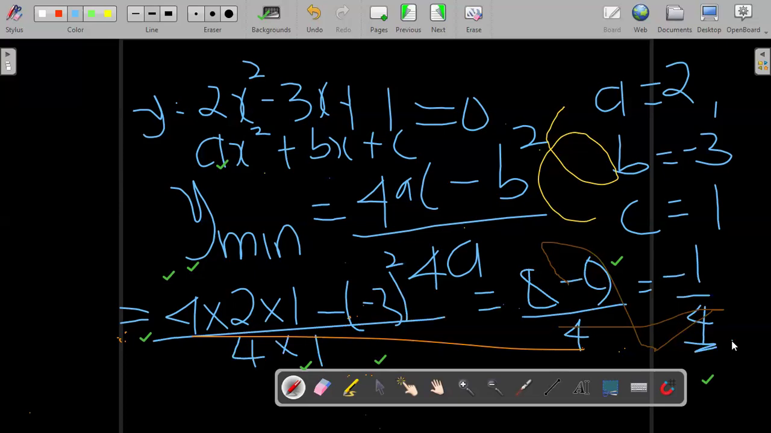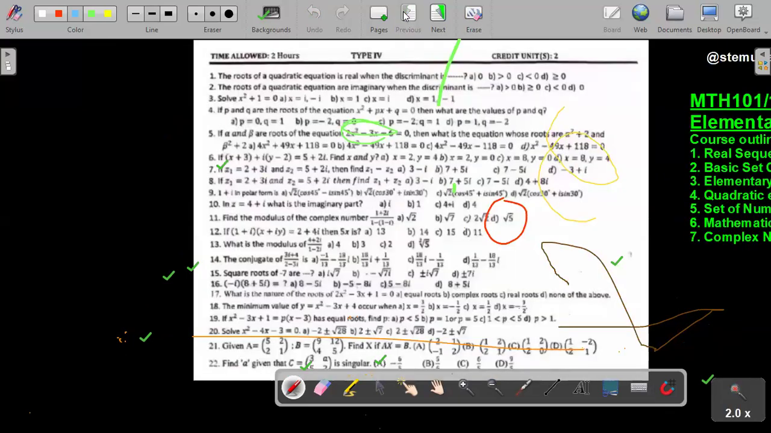Let's check our options. I have minus 1 over 4. Where is it? I can't see it. Oh, I wrote the wrong equation. I'm supposed to write x squared minus 3x plus 4. Let's take that again.